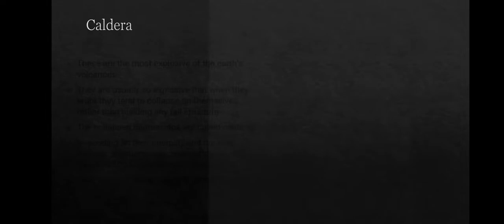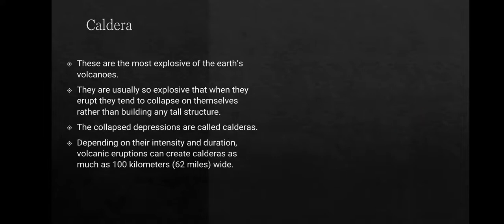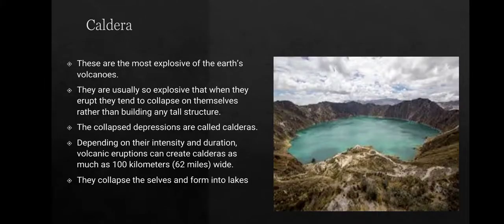Now next, caldera. These are the most explosive of the earth's volcanoes. They are usually so explosive that when they erupt, they tend to collapse on themselves rather than building any tall structure. The collapsed depressions are called calderas. Depending on their intensity and duration, volcanic eruptions can create calderas as much as 100 kilometers wide. They collapse and form into lakes. Here you can see a caldera.